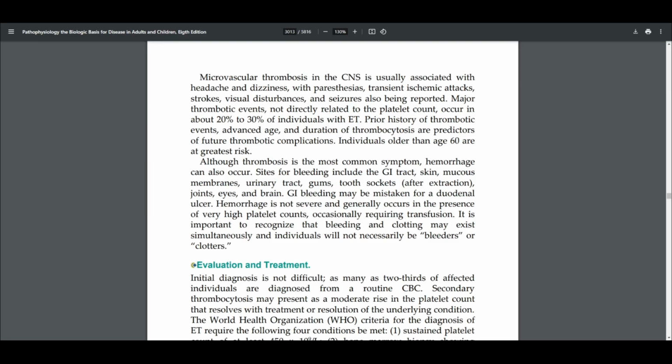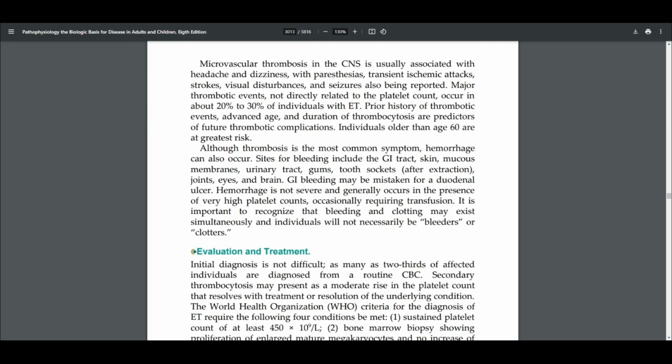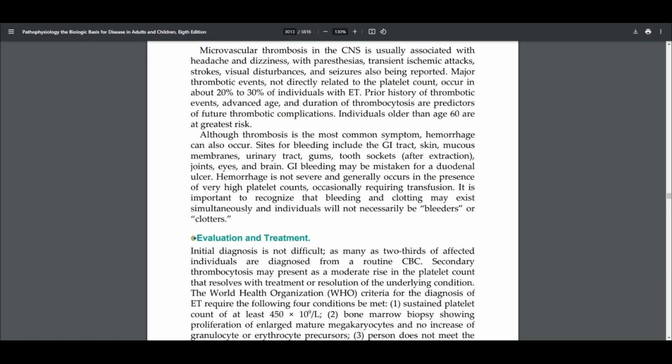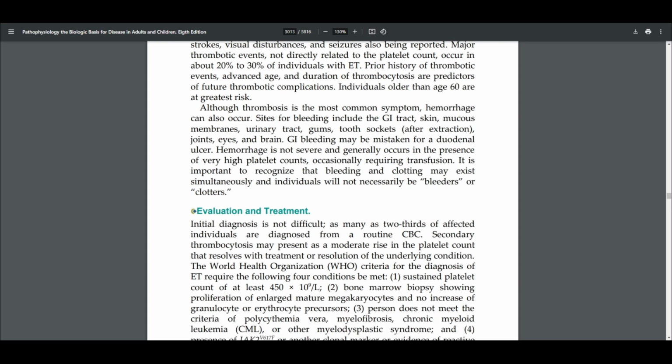Major thrombotic events, not directly related to the platelet count, occur in about 20 to 30% of individuals with ET. Prior history of thrombotic events, advanced age, and duration of thrombocytosis are predictors of future thrombotic complications. Individuals older than the age of 60 are at greater risk.